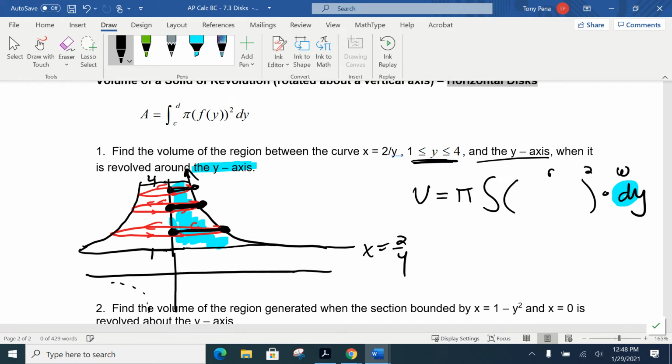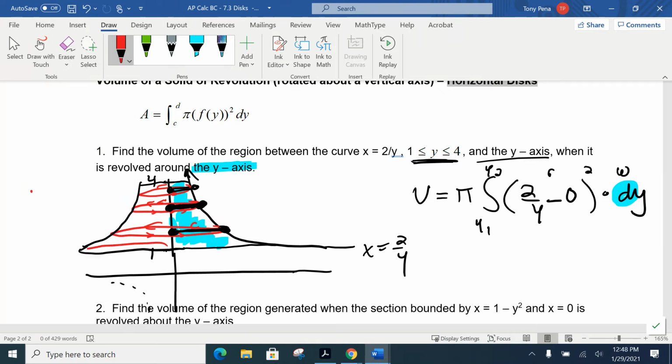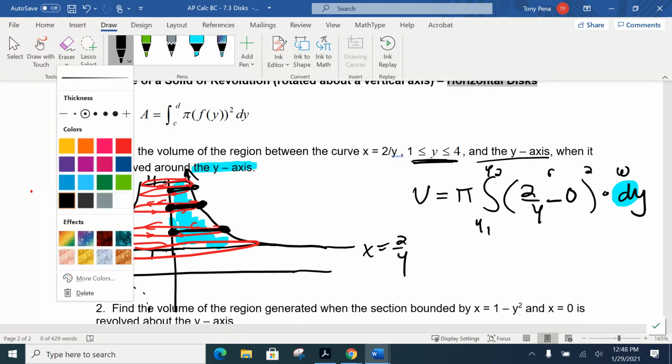So we're going to do the curve, 2 over y, minus the y-axis, which is 0. Our limits have to be y values, so make sure that we have those. In this case, pretty straightforward. Our biggest circle would have started at the y value down here at 1, and we continue to stack them until we get to the very top up there at 4. So we should be going from 1 to 4.